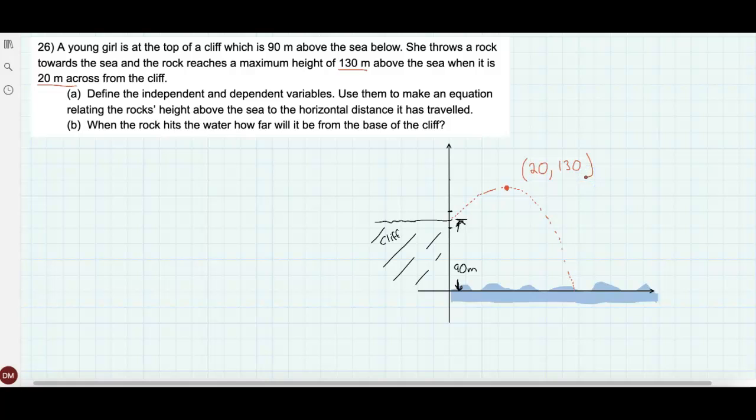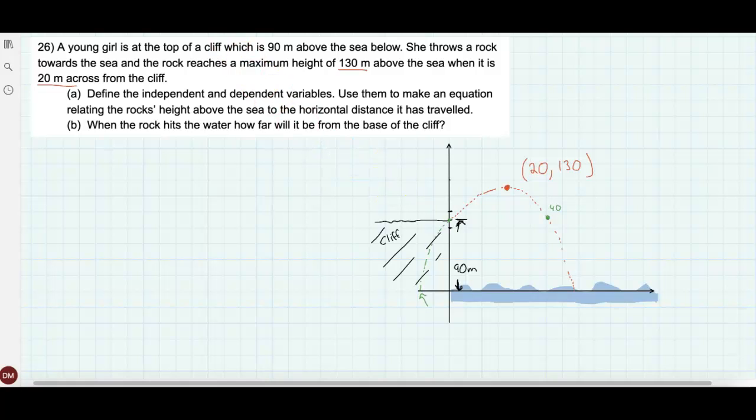Okay, so when we're given the vertex, we're probably going to want to work with vertex form, ideally. Some things to make note of: if this is at 20 and 0, over here somewhere this is going to be at 40. So we know it's going to be something a little bit more than 40, and when we find the roots, at some point we're going to get a value here.